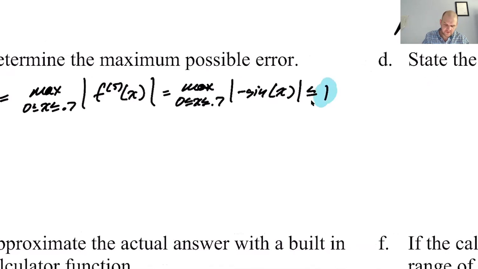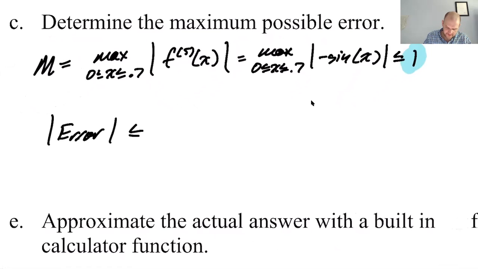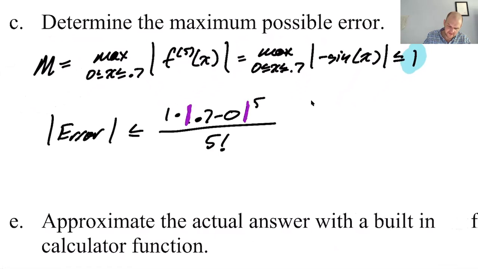This is my value that I'm using for M. So then the absolute value of the error is less than or equal to M, which is 1, times the absolute value of 0.7 minus 0. So 0.7 is because that's what we're plugging in, to the 5th power over 5 factorial. Let me use a different color for my absolute value symbols because they look like ones. So we get this.